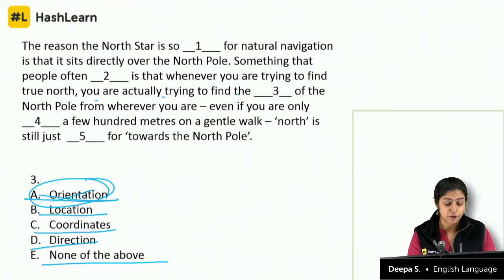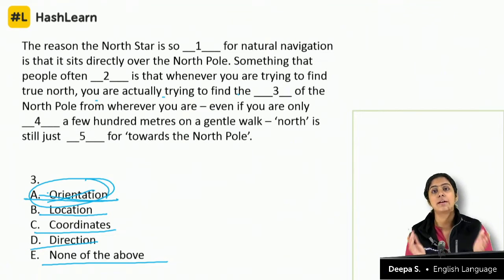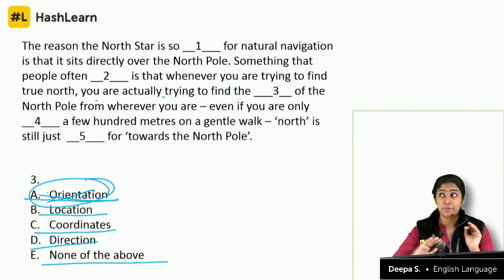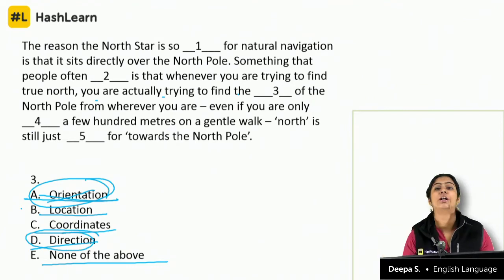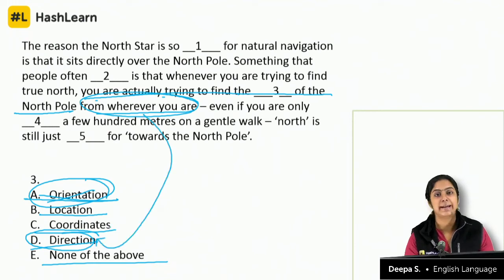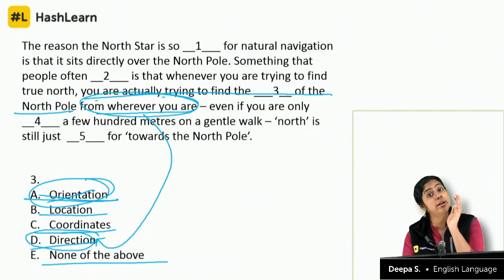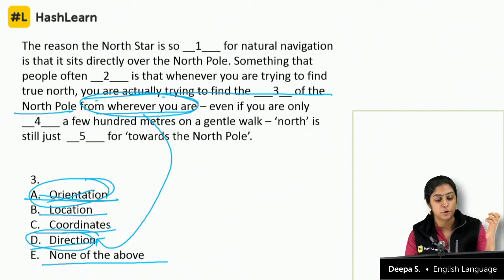I'm wrong here. It cannot be orientation, because orientation is to do with the magnets, the north and south placement, but when you're looking at the pole in itself, you're better off with direction, the direction of the north pole. Okay, look at this, you're trying to find the direction of the north pole from wherever you are. This is extremely important, and this goes on to say that it is direction that you're looking for and not orientation. Orientation is to do with the magnet of the compass.